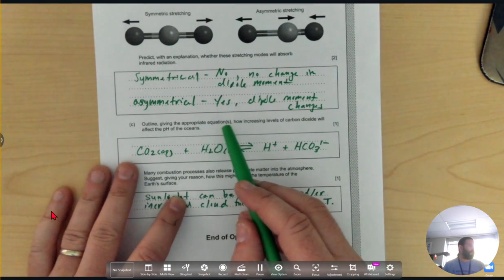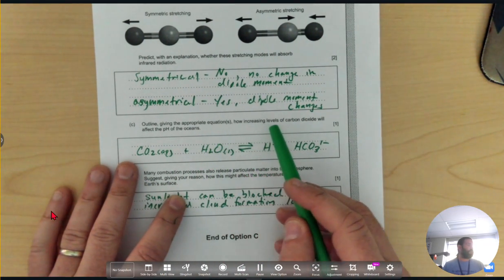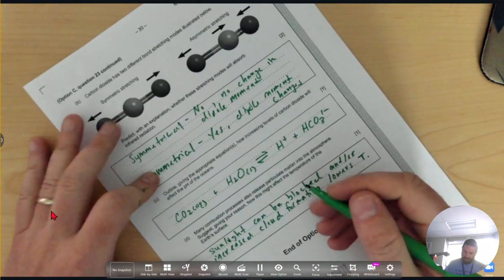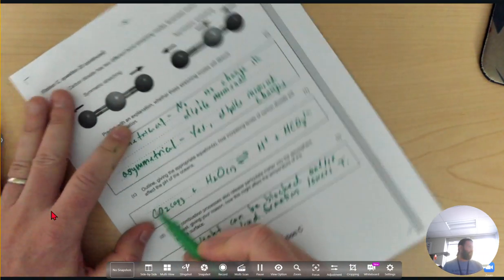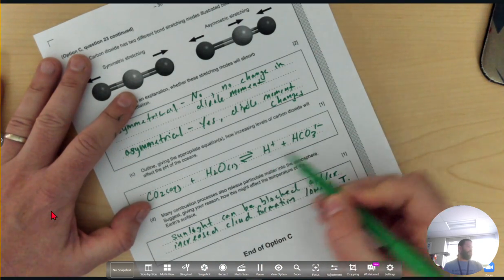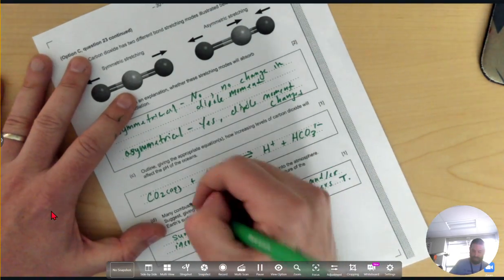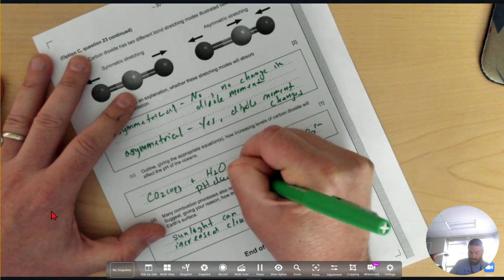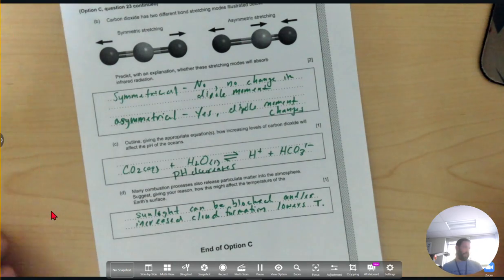Outline, giving the appropriate equation or equations, how increasing levels of carbon dioxide will affect the pH of the ocean. One thing I might want to say here, just in case: show the equation where aqueous CO2, when reacted with water, produces hydrogen ions and the hydrogen carbonate ion, but you also might want to say pH decreases. It's probably not required, but just in case.